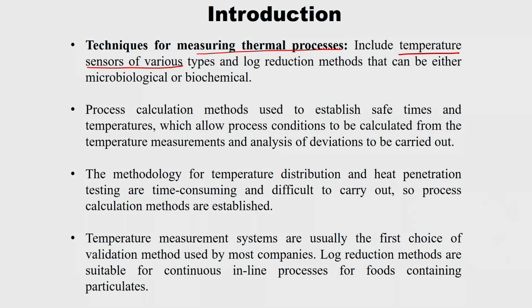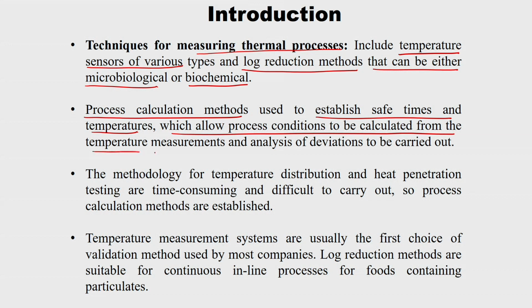So, many varieties are there. Either I use a temperature sensor or log reduction methods, which can be either microbiological or biochemical. So, I can use a biochemical sensor to check the log reduction level, or a microbiological method to check the log reduction level. And process calculation methods are used to establish safe times and temperatures, which allow the process conditions to be calculated from the temperature measurements and analysis of deviations to be carried out.